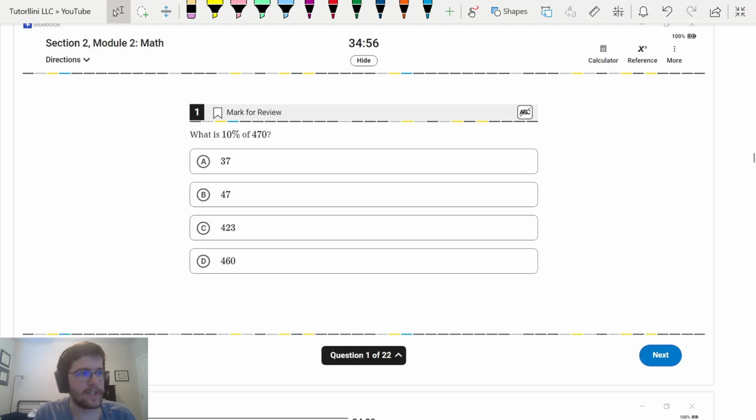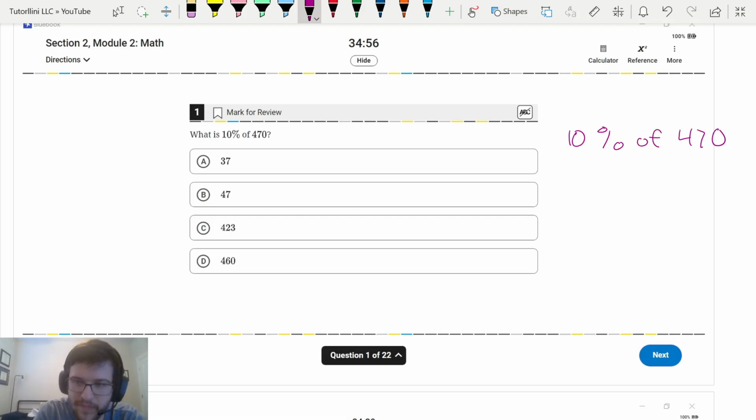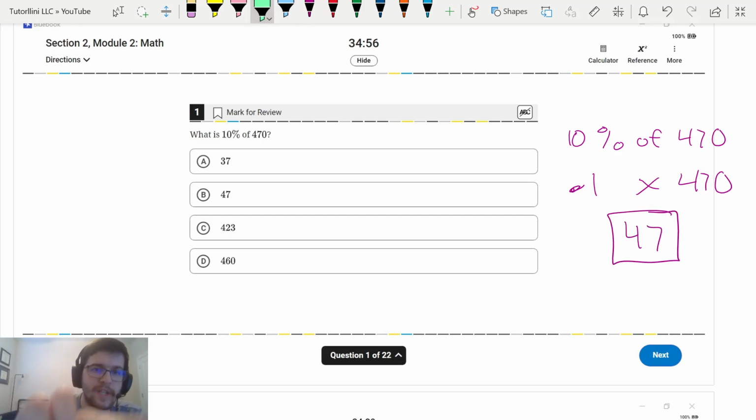Okay, question 1, 10% of 470. Anytime you do a percent of, you change the percent to a decimal by dividing by 100. So on my calculator, 10 divided by 100 is 0.1. And then you change the "of" to multiplication, so times 470. I type in 0.1 times 470, which is 47. So the answer to this one is 47.